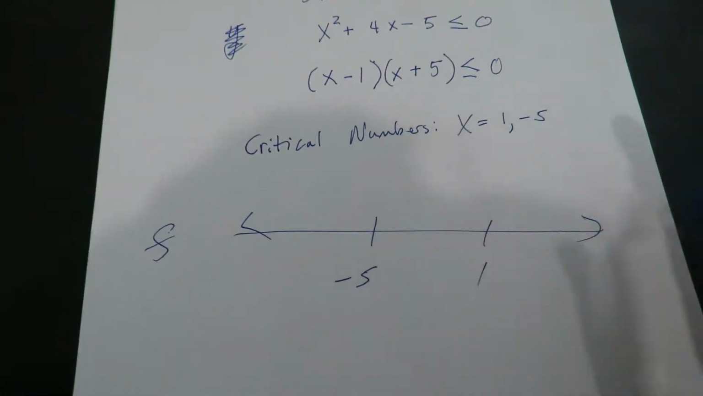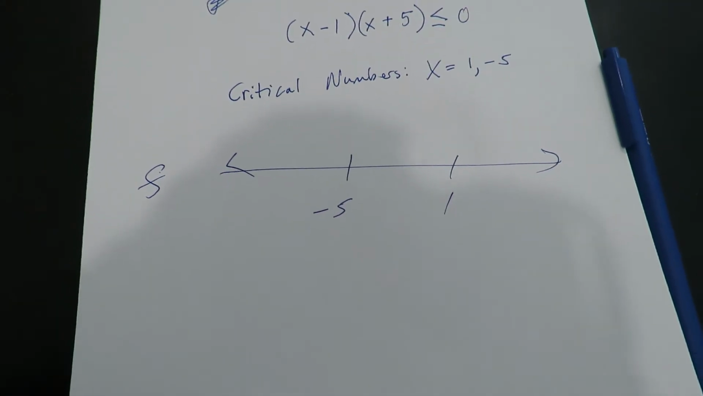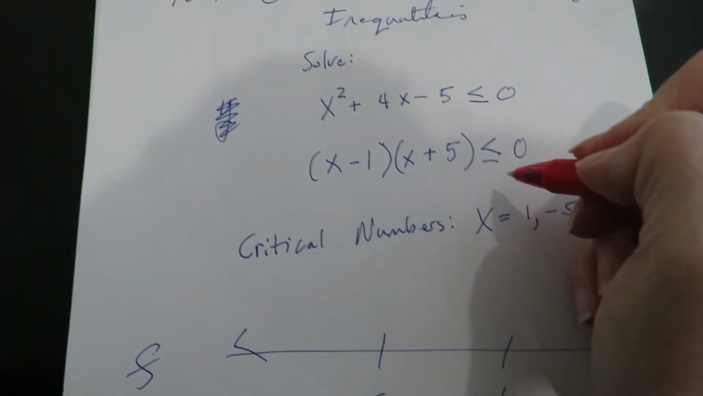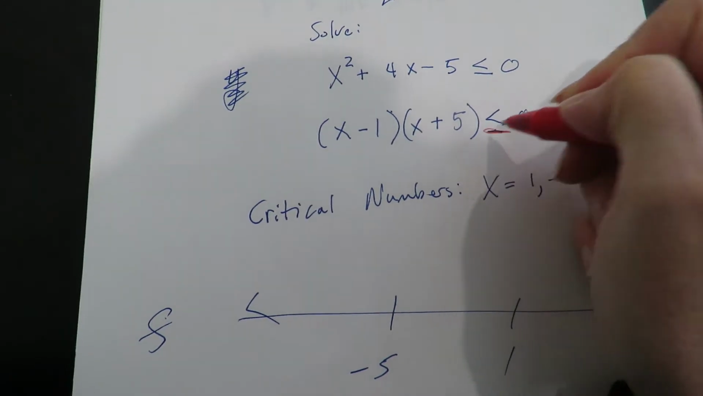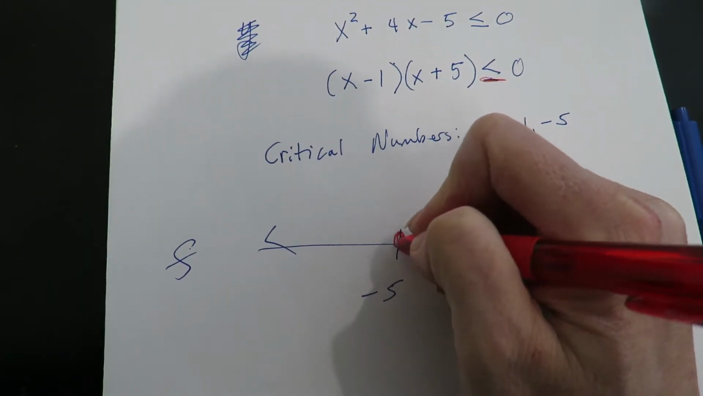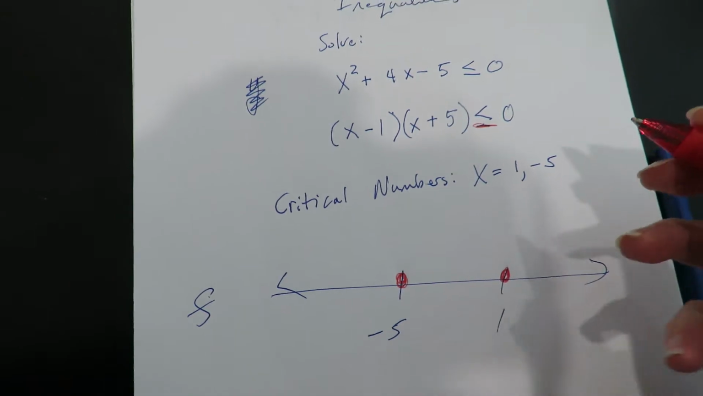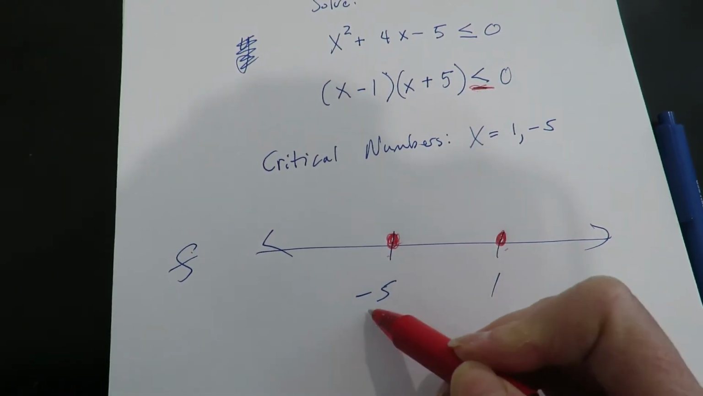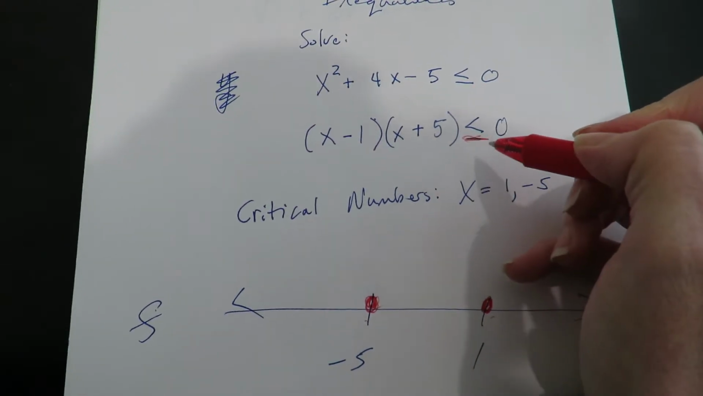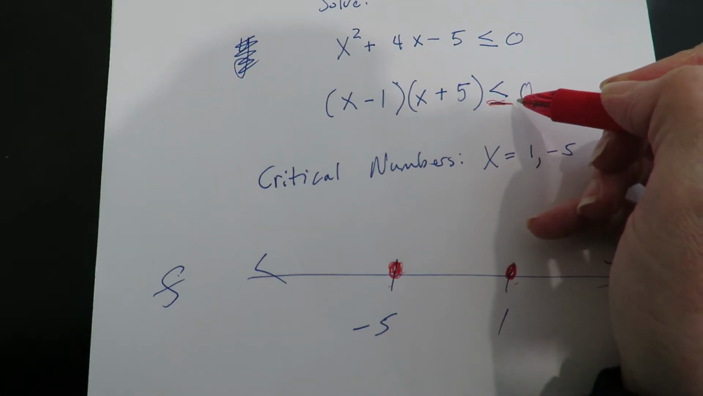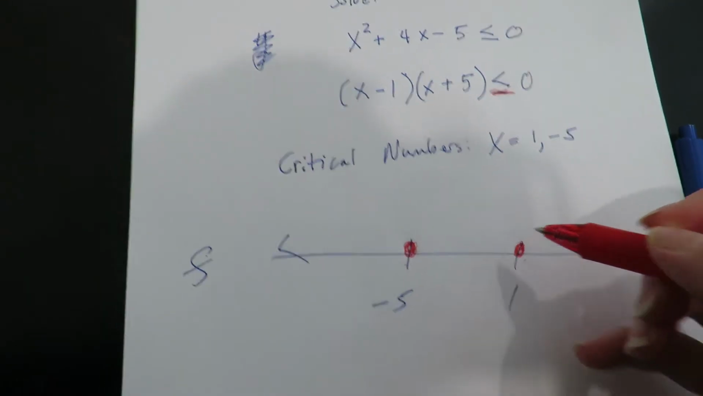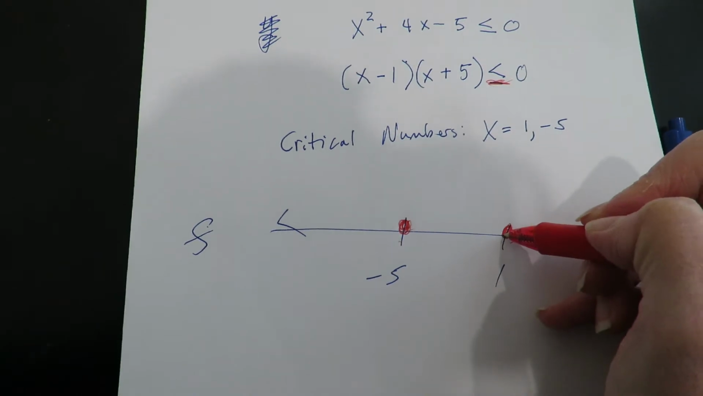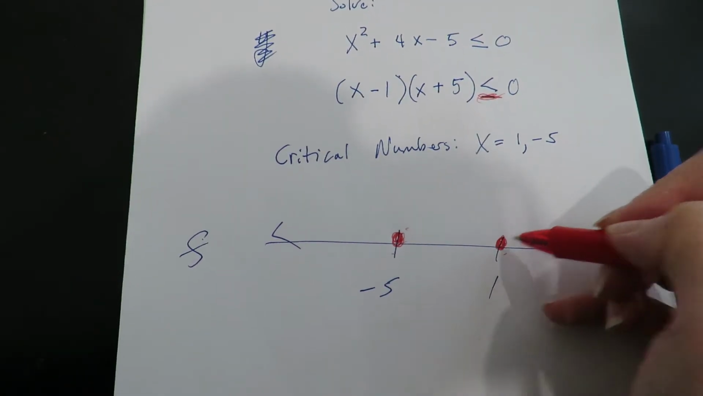All right, now another real important thing, and one thing about mathematics is there are little details you've got to watch for. Since this has the bar right here, these have to be closed, because it's allowed to equal 0, and it's going to equal 0 at negative 5 and 1. If there was no bar here, then these would be open circles. So if there's a bar, make them closed. If there's no bar, make them open. This has the bar, so I'm making them closed.